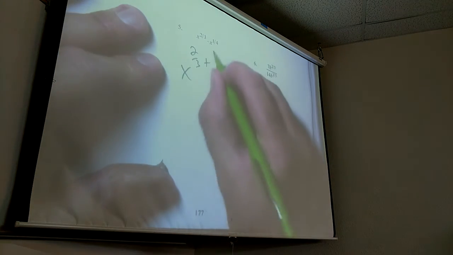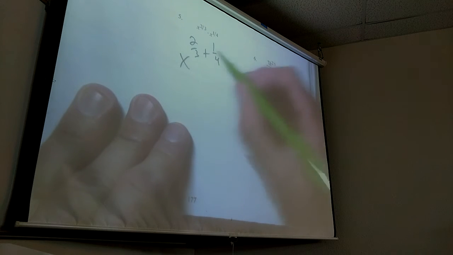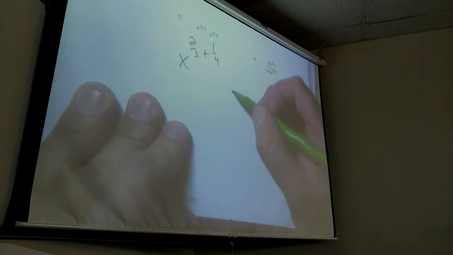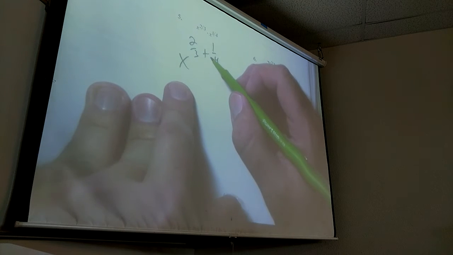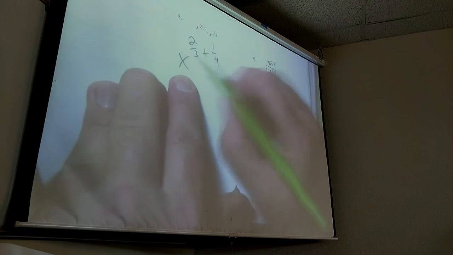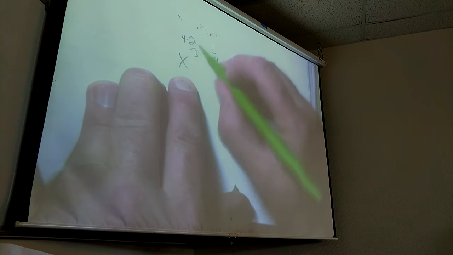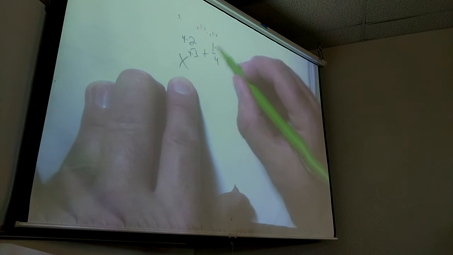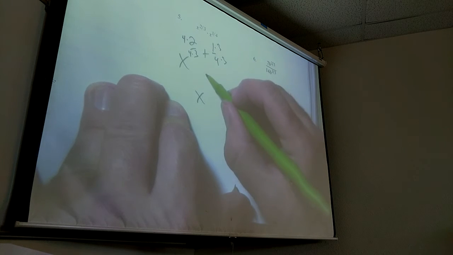So this becomes x to the 2/3 plus 1/4. Now just because this is part of a problem doesn't mean you can suddenly just make this 3/7. No, any fractions anywhere, what do you need before you can add them? Common denominator. So what's the LCD going to be? 12. So you multiply this guy by 4, this guy by 3. So you get x to the 8 plus 3, 11, 12.